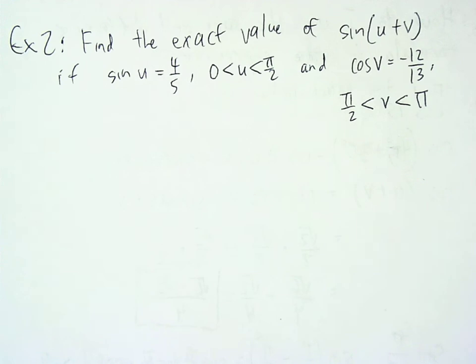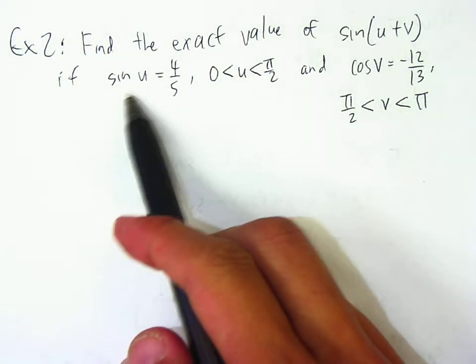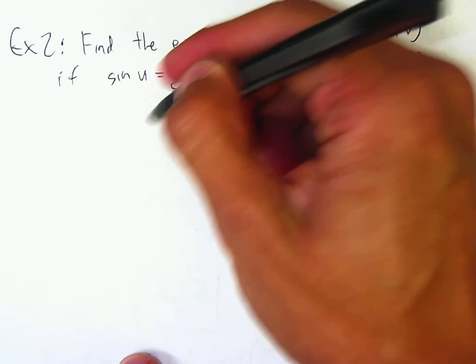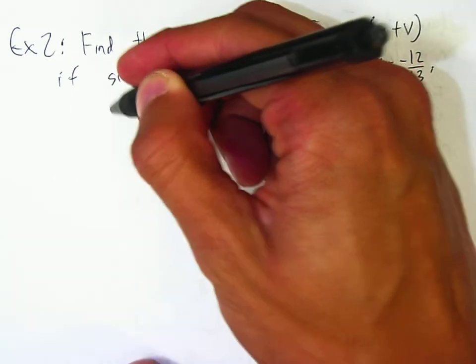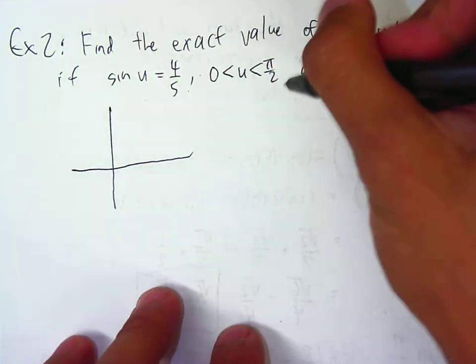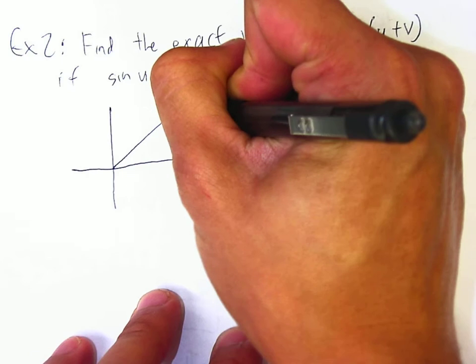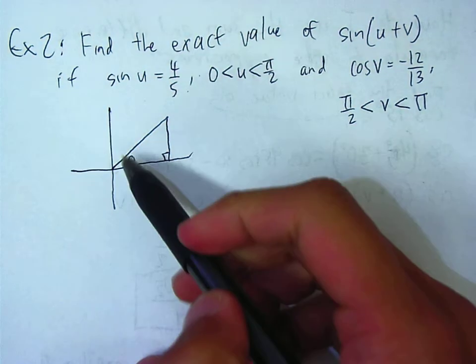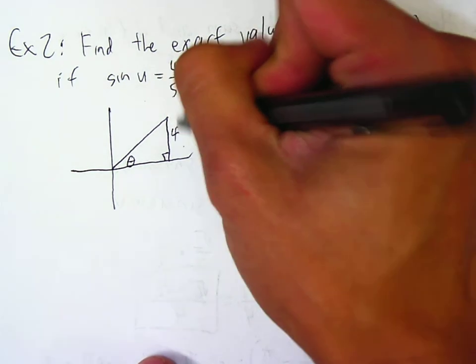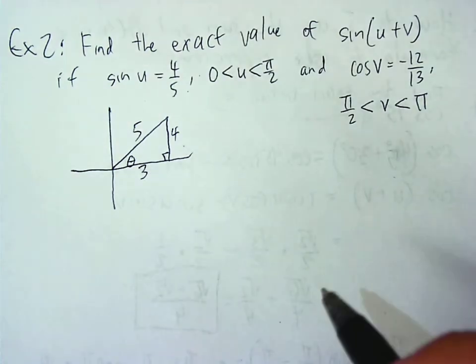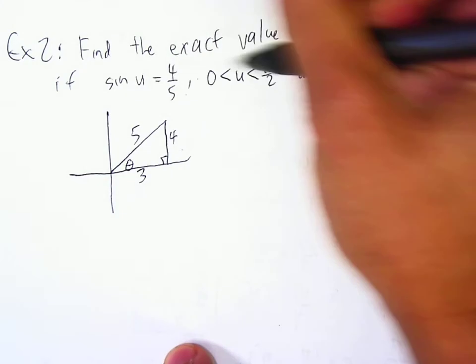Okay, so you might not know what that means exactly, but if sine of u is 4/5 and it's between 0 and pi over 2, well, I'm probably going to have to draw a triangle. And between 0 and pi over 2 is going to be in the first quadrant, so I'm going to draw a triangle in the first quadrant. Okay, I know sine is opposite over hypotenuse, so it's 4/5. So that means my third side is 3. It's one of your Pythagorean triplets. Actually, I should probably call this u instead of theta.